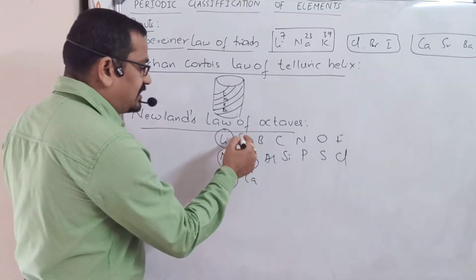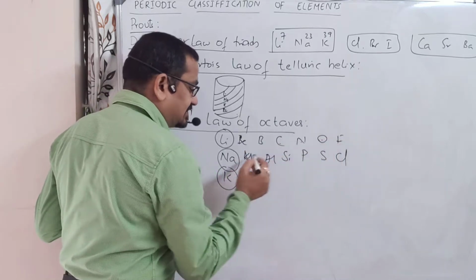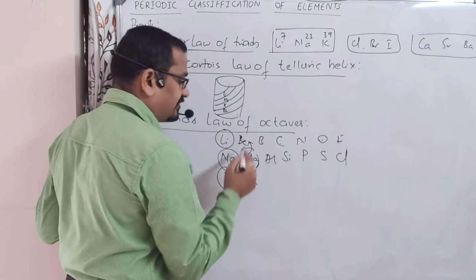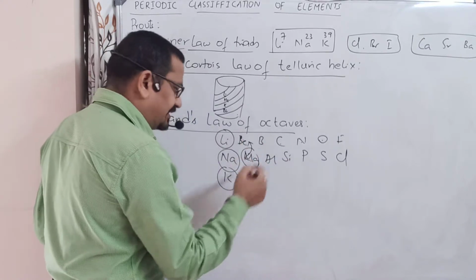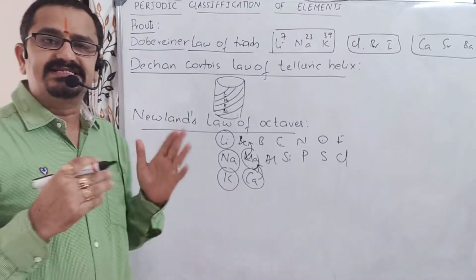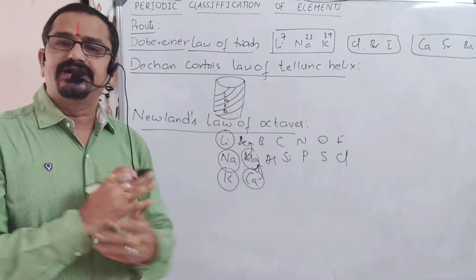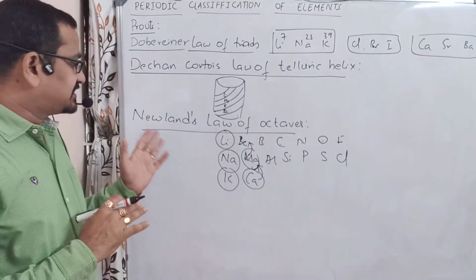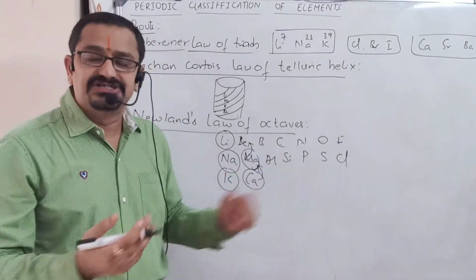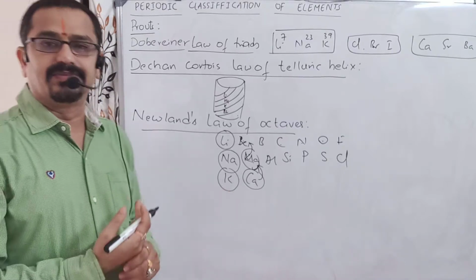If you consider beryllium, after beryllium the 8th member, 1, 2, 3, 4, 5, 6, 7, 8, magnesium resembles some properties of beryllium. Similarly, calcium resembles the properties of magnesium. In this way, he noticed that every 8th member resembles the properties of its corresponding first member. But this Newlands' law of octaves also failed after calcium. Above calcium, this law was unable to explain the properties and the trends in the properties.